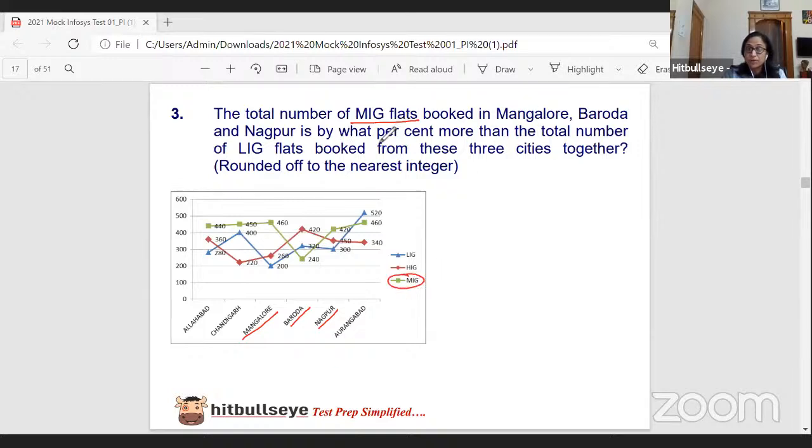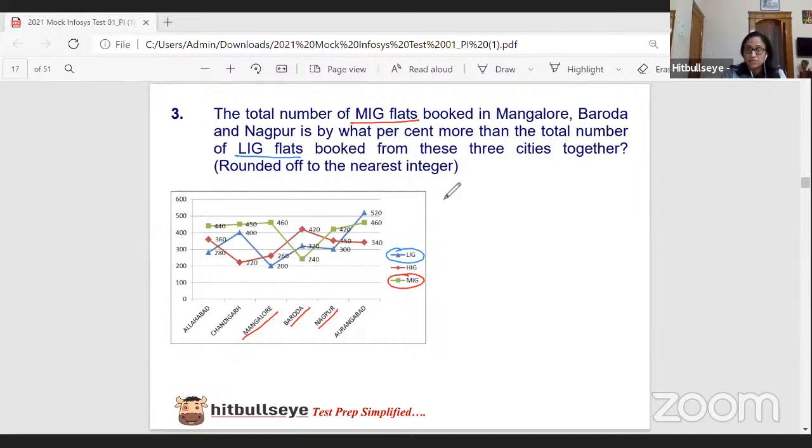Notice the color, it's very important. Now, what they are mentioning about them is what percent more than the total number of LIG flats. Now, there is a second category coming up, so I'm using a different pen for that. LIG flats are blue in color, booked for the same three cities. So it's easy for us. They are not confusing us with the cities at least. First, I'm noting down their MIG figures. Then I'm noting down their LIG figures. That's it. So if you read the information, it's just reading the graph.